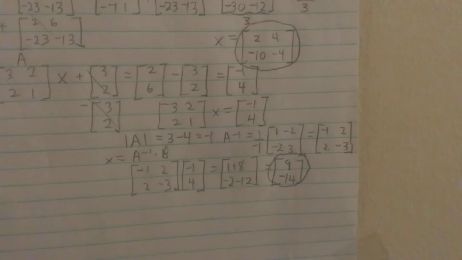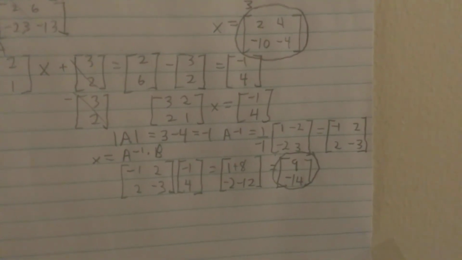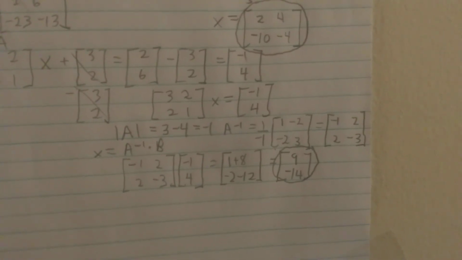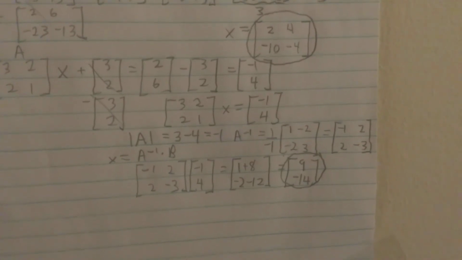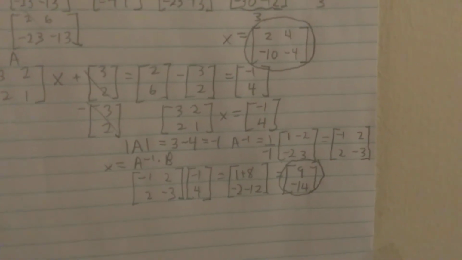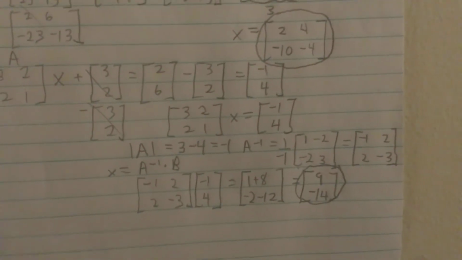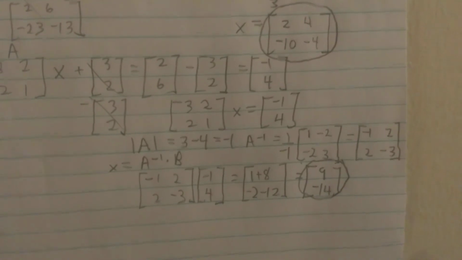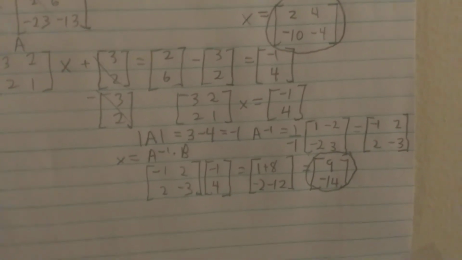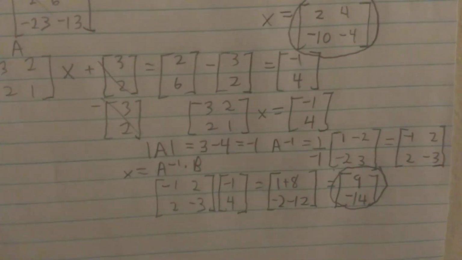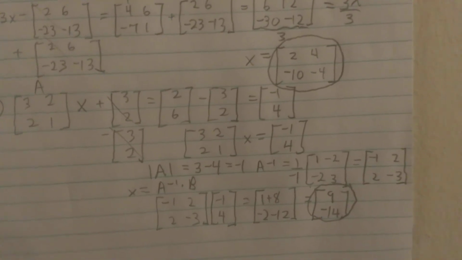And then to get my x vector, I get A inverse, which I just did, times B, which was negative 1, 4. And so now I can multiply negative 1, 2, 2, negative 3 times negative 1, 4. And multiplying that, I get negative 1 times negative 1 is 1, plus 2 times 4 is 8, or 1 plus 8 is 9. And 2 times negative 1 plus negative 3 times 4 is negative 2 minus 12 is negative 14. So my x column vector, my answer, is 9, negative 14.